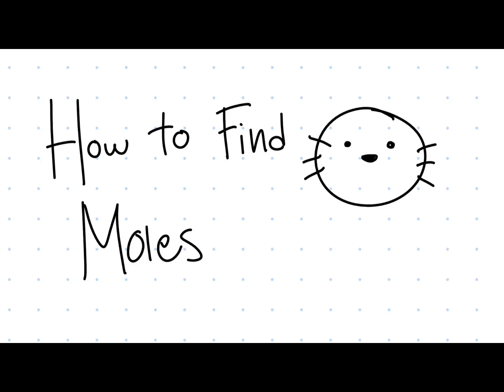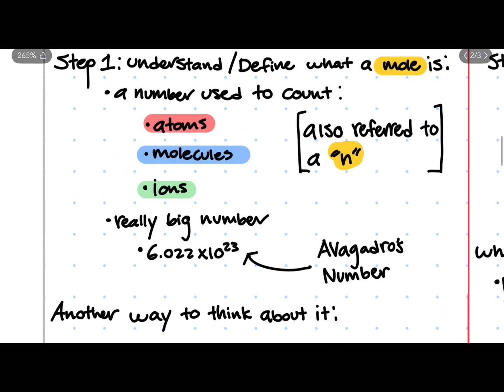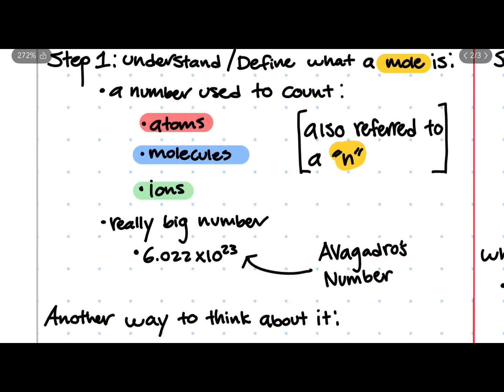Alright, today we will be learning how to find moles. And the first thing I want to get down is for us to understand what a mole is. A mole is basically just a number used to count, and it can be used to count atoms, molecules, ions. The variable for moles is n, lowercase, plain and simple. And it's actually quite a large number. It's 6.022 times 10 to the 23rd, which is also referred to as Avogadro's number.